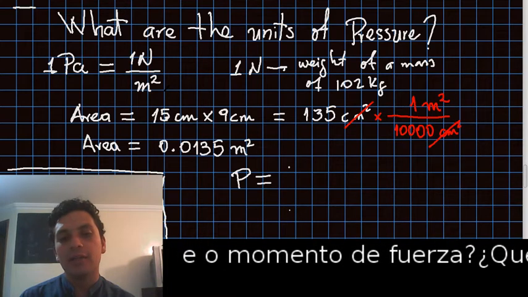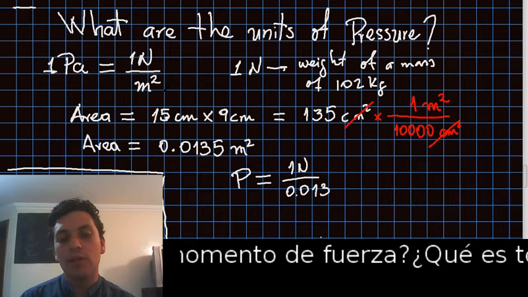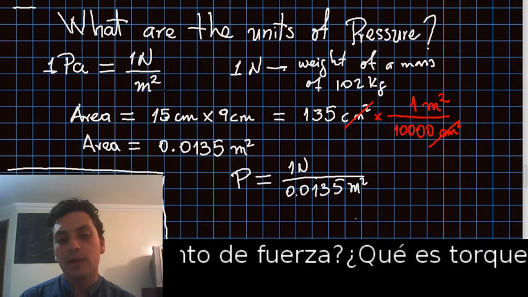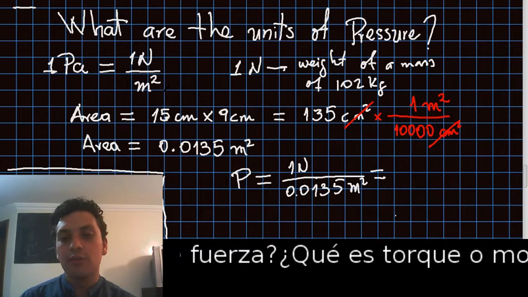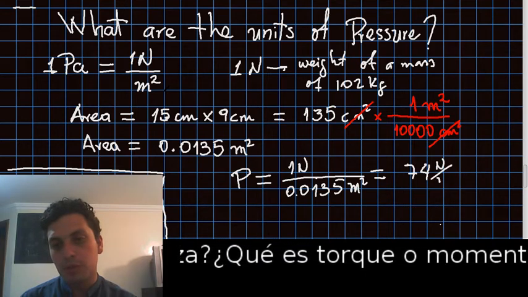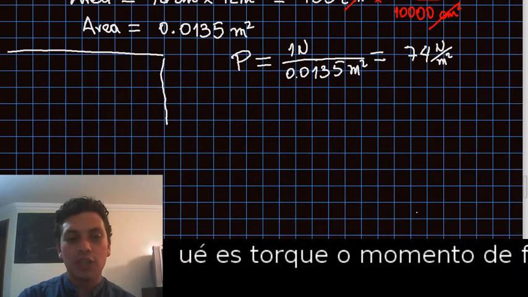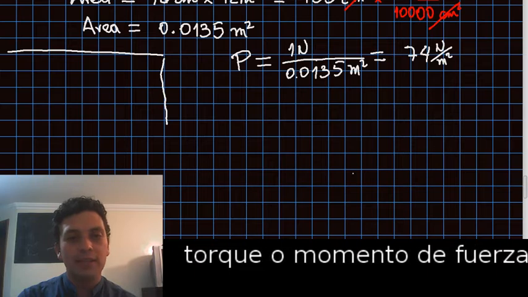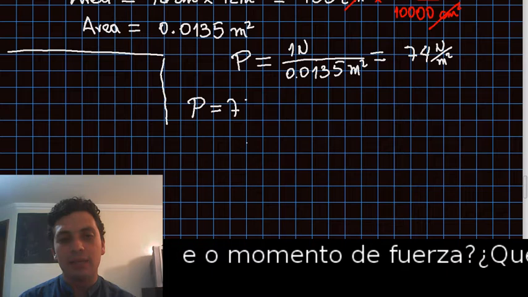Okay, and if we estimate that your cell phone's weight is 1 Newton, the pressure on your hand will be 1 Newton divided by 0.0135 square meters, and this division is going to give you 74 newtons per square meter. So that's a Pascal. So essentially what we get is a pressure of 74 pascals.